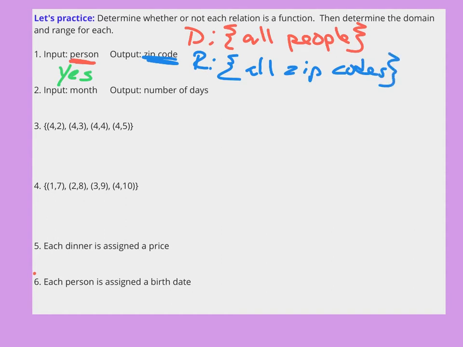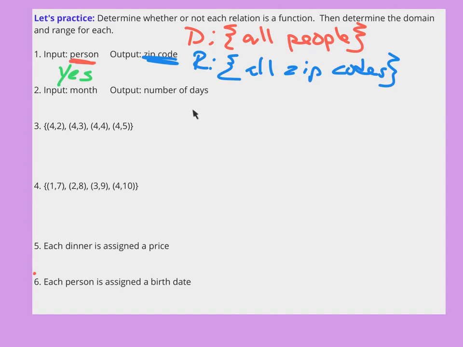All right, let's look at another example. In number 2, we can see that we're looking at an input of month, and the output is the number of days. So if we have a month, like January, does it have just one set of days? So in January, I know the number of days is 31. In February, the days could be 28 or 29, so I have 2 possibilities for February. March, I have 31 days. April, I have 30 days.